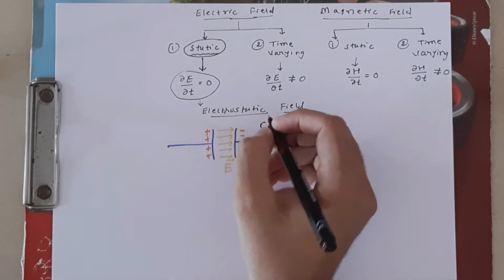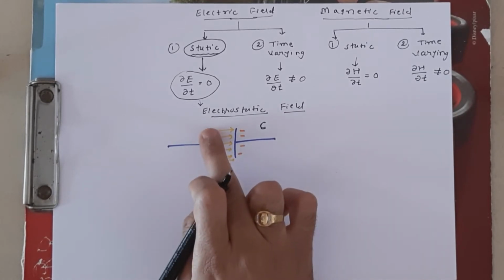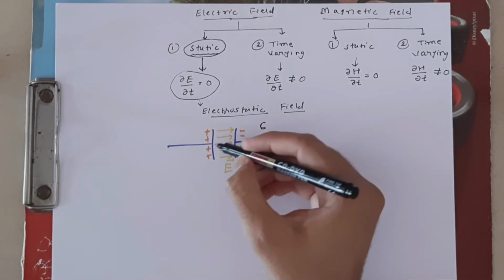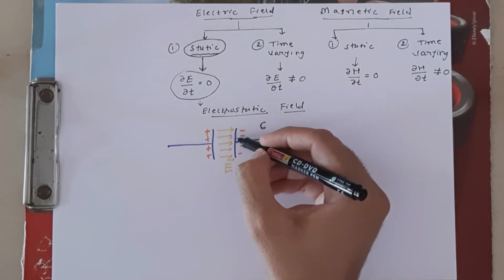So from the simple concept of the capacitor we know that the electric field is generated due to the fixed charge. See here, this is the charge on the positive plate as well as the charge on the negative plate.